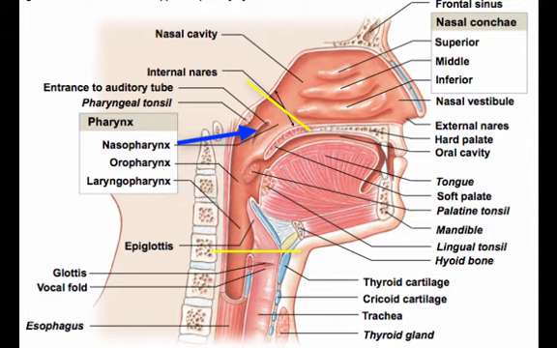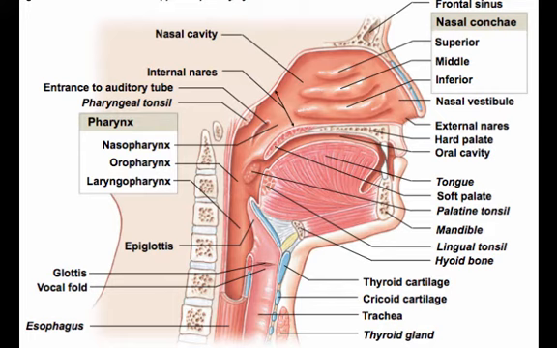The oropharynx is the middle portion of the pharynx that communicates with the oral cavity, and the laryngopharynx is the inferior portion of the pharynx that extends from the hyoid bone to the entrance of the larynx and the esophagus. As air enters the larynx from the pharynx, it will come to a narrow opening called the glottis, a narrow opening surrounded by cartilage structures.